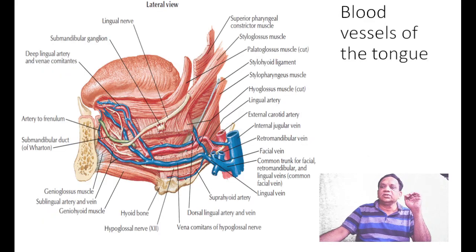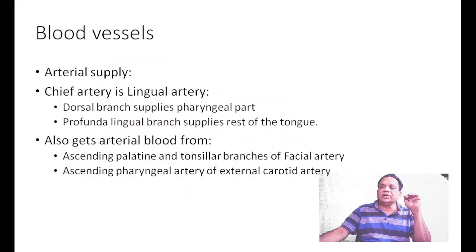Then comes, you can see the blood vessels. You see the lingual artery. The lingual artery is the principal artery of the tongue, which is a branch of the external carotid artery. You can see that the other branches are also there. Those are the ascending palatine and tonsillar branches of the facial artery, and the ascending pharyngeal branch of the external carotid artery also. They provide blood supply to the tongue.